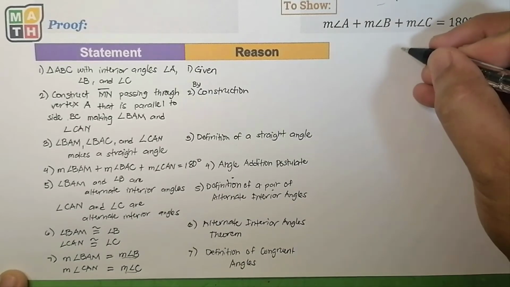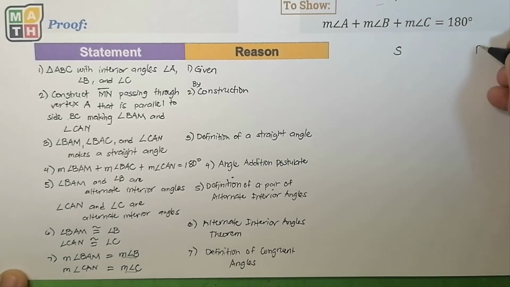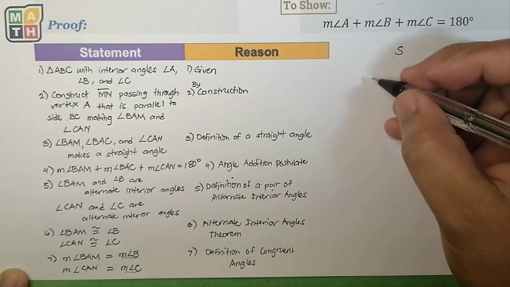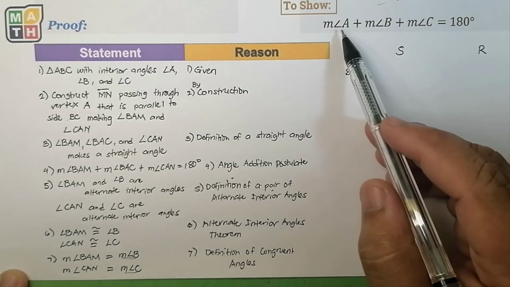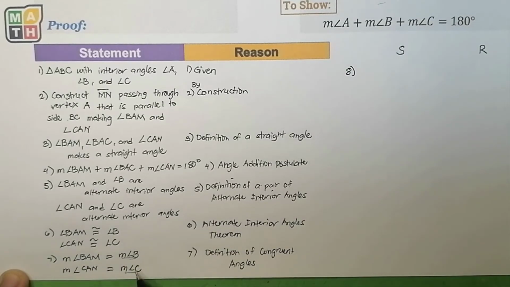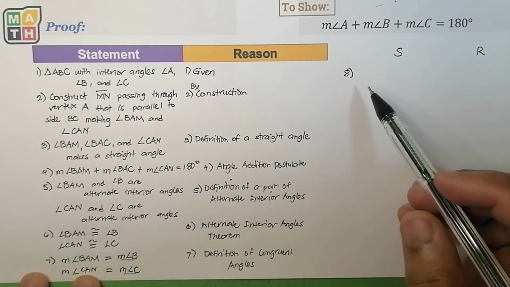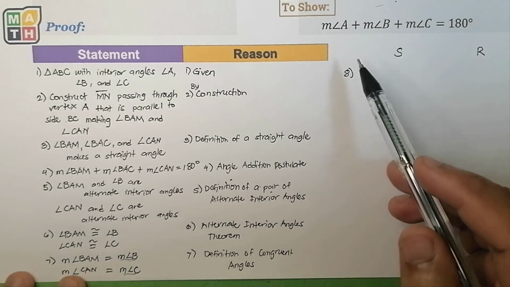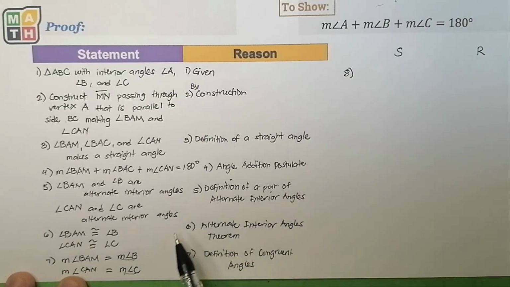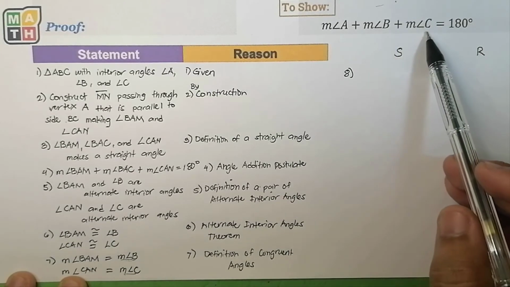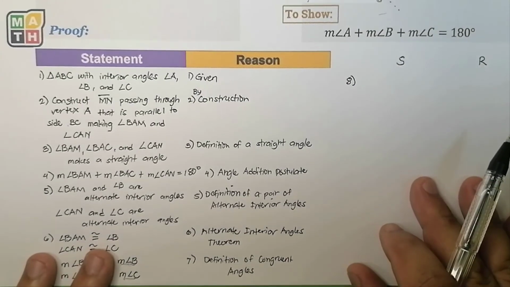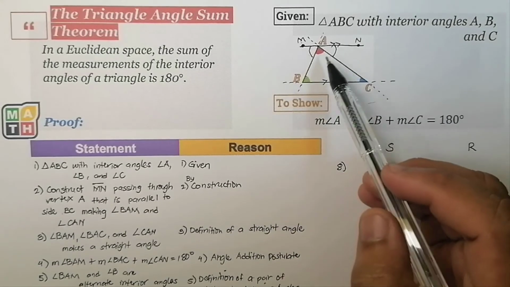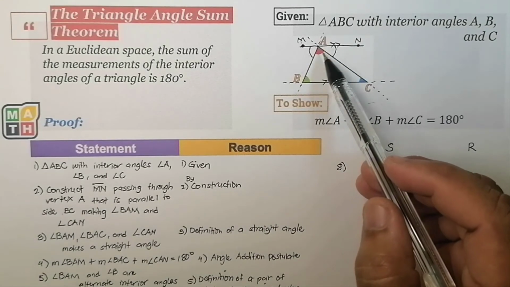Let us consider here S for statement, and R for reason, and I have here statement number 8. Where could we locate measurement of angle A now so that we could establish all of the relationships later? Our statement number 8 should include measurement of angle A, since we already established measurement of angle B and measurement of angle C, parts of our intended target here. But where should we locate measurement of angle A? Looking back to the figure, this is angle A as given earlier.